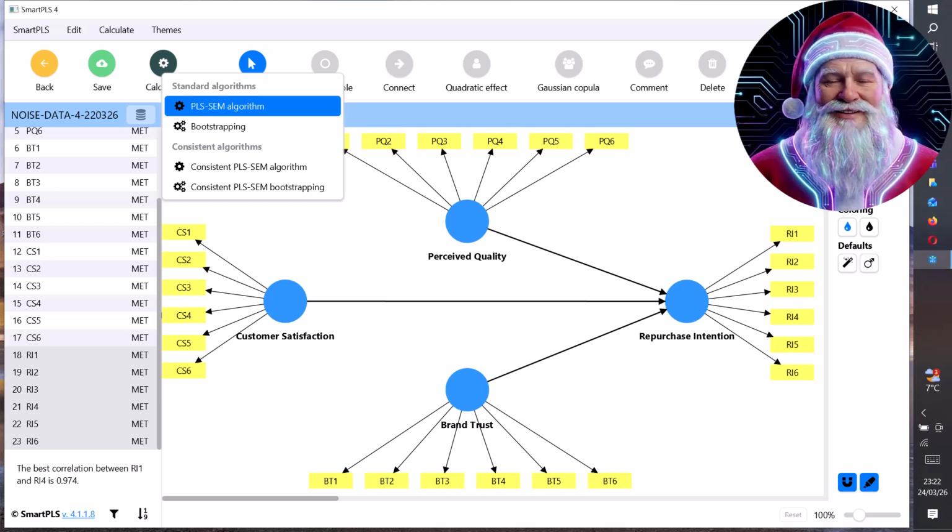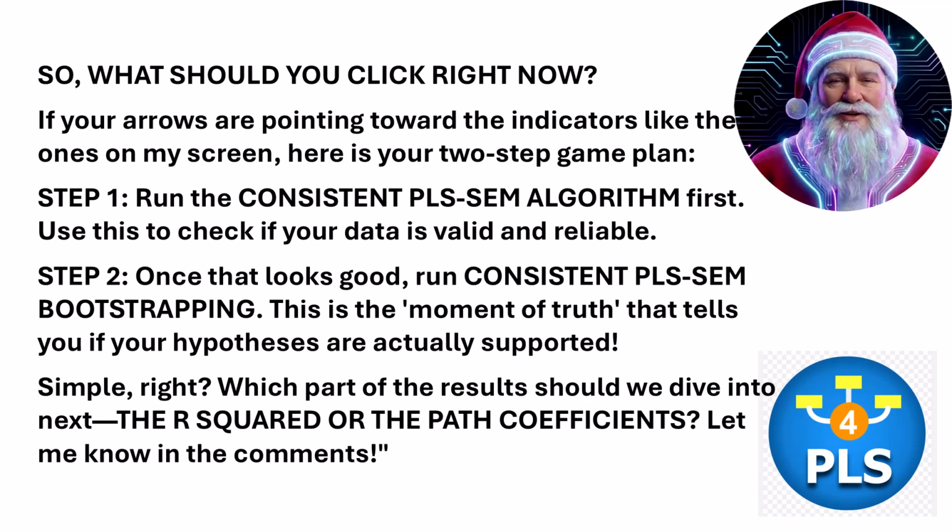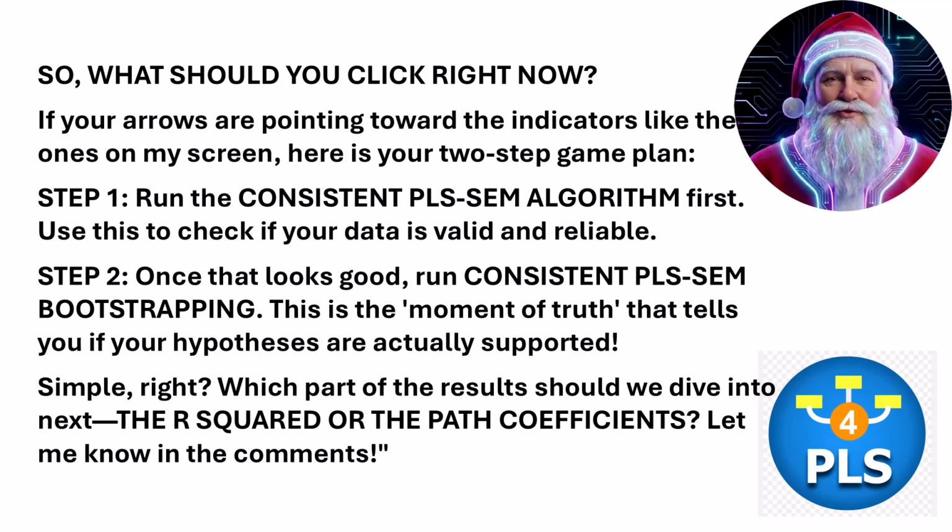But then you see those consistent options and wonder, wait, does that mean the other ones are inconsistent? Well, not exactly. In the world of stats, the standard way can sometimes be a little bit biased. It might overinflate some numbers while shrinking others. So, the consistent PLS-SEM algorithm was designed as a sort of correction tool. It's like putting on a pair of glasses that makes everything a bit sharper and more accurate. But here's the big question. Do you actually need it?